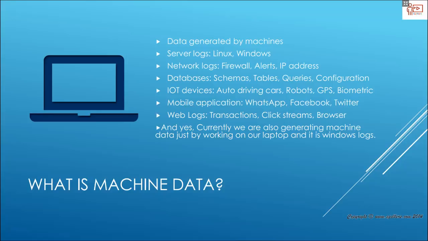Then Internet of Things devices. For example, if we are using auto driving cars, any robots, or any GPS or any biometric machines. For example, if you have GPS on your mobile phone, then that data can be fed to Splunk. And Splunk will create one graph. It will create one chart. On that geographical graph, we can see that this user was present at this place at this time.